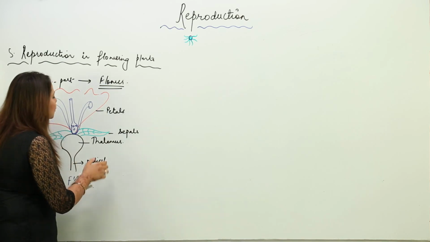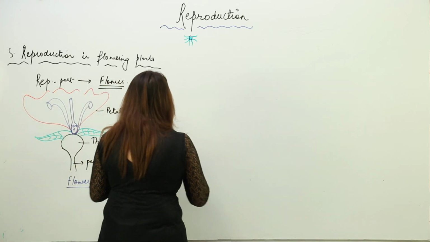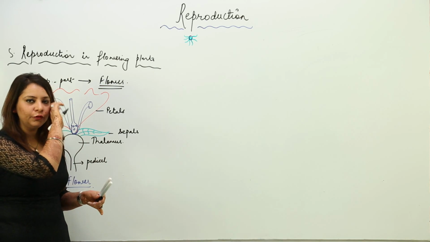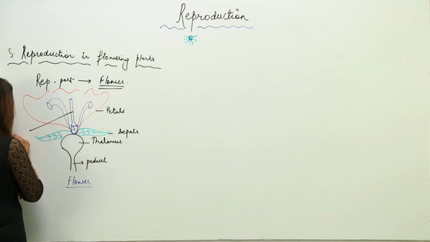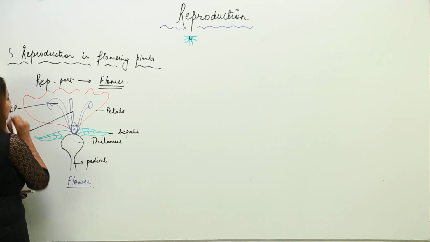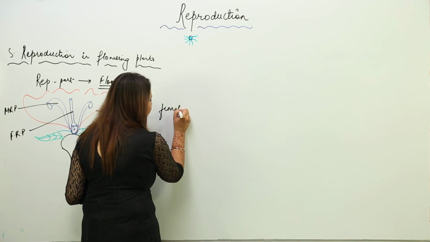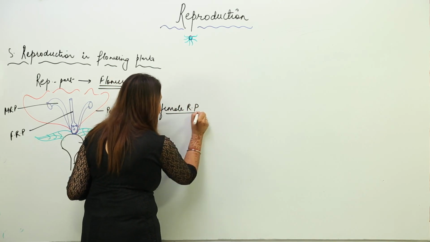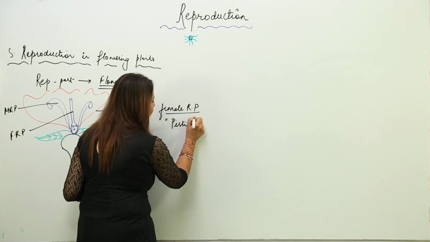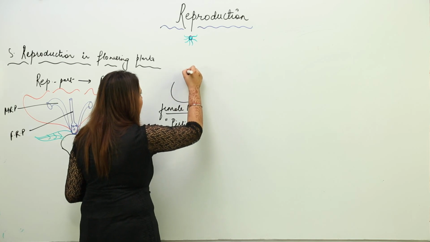Now moving on to the male and the female reproductive parts. How do they look? We know that a flower obviously consists of male and female reproductive parts. So this is the female reproductive part and this is the male reproductive part. Now if we talk about the female reproductive part, which is generally called the pistil, it is like this.